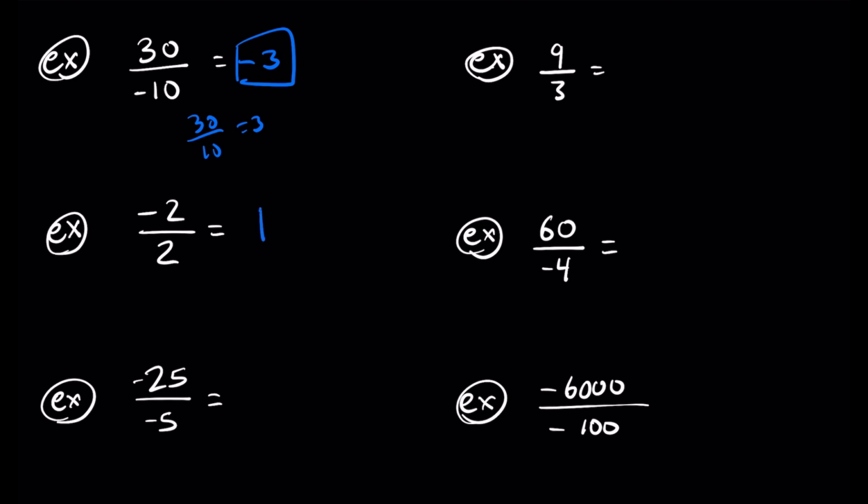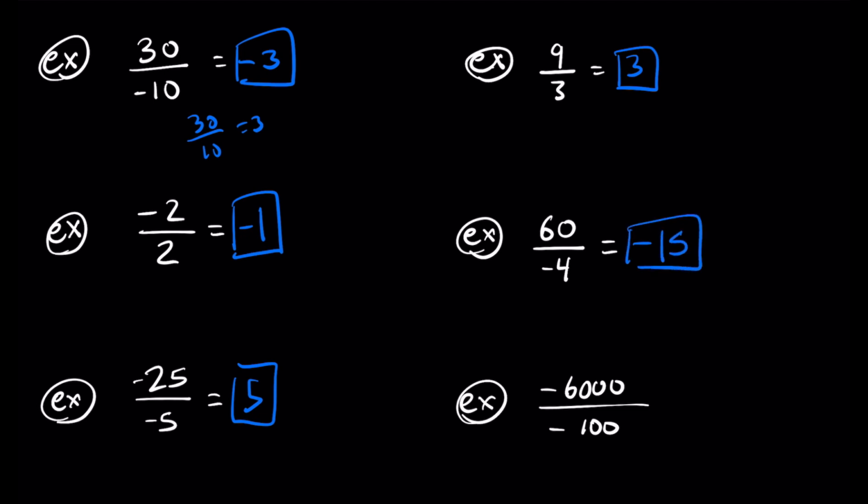Well, 2 over 2 is 1, and then I know my answer is going to be negative because I have just one negative in the top and a positive number in the bottom. Negative 25 over negative 5. Those negatives are going to cancel out, so we'll have a positive answer. So 25 over 5 is just 5, and we have a positive 5 as our answer. 9 over 3, well, that's just 3, or positive 3. 60 over negative 4, well, it's going to be negative, and 60 divided by 4 is 15, so I'll have negative 15 as my answer.